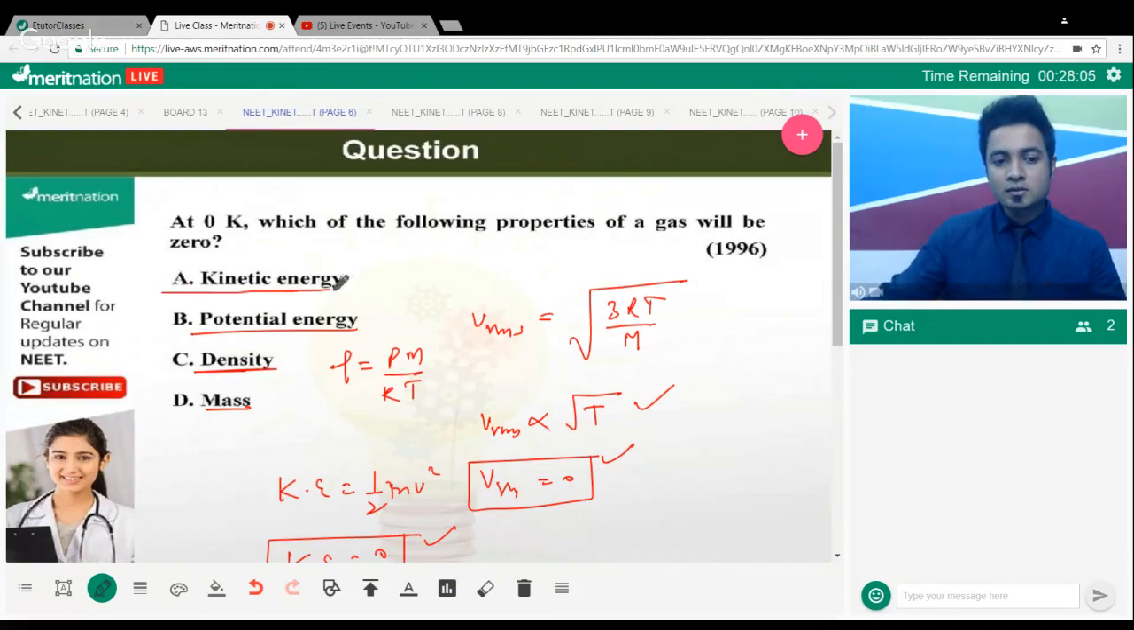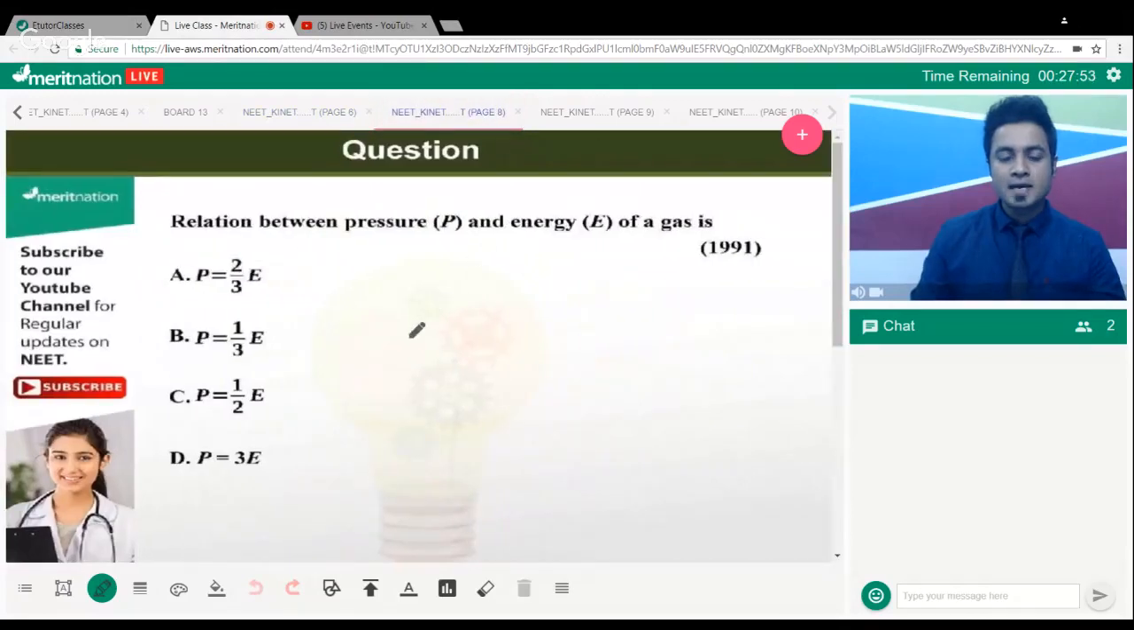So all, from looking at all the options, this one is the correct one, guys. The kinetic energy of the gas will become zero. Yes, so the relation between the P and the E means the pressure and the energy.